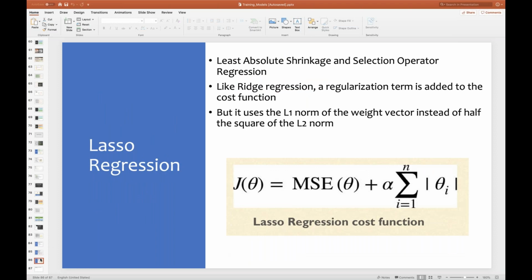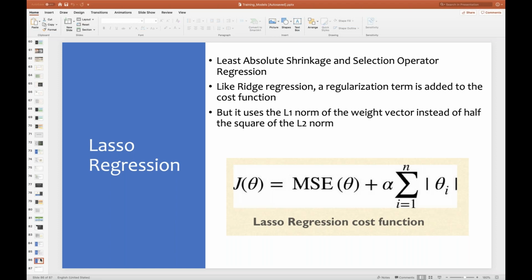Okay, now lasso regression. LASSO: least absolute shrinkage and selection operator regression. I repeat, least absolute shrinkage and selection operator regression.